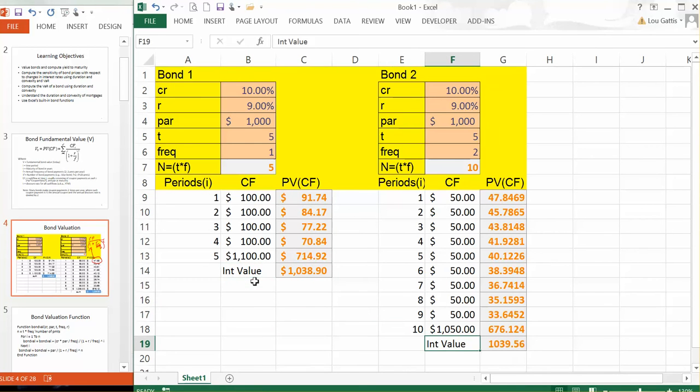So that's how you value bonds. You determine a discount rate. Now this discount rate should reflect, say, the riskiness of this bond, the probability that this bond would, say, default. Given your assessment of the risk of this bond, you determine you want a 9% return. If you were to pay $1,038.90 for this bond, you will earn 9%.